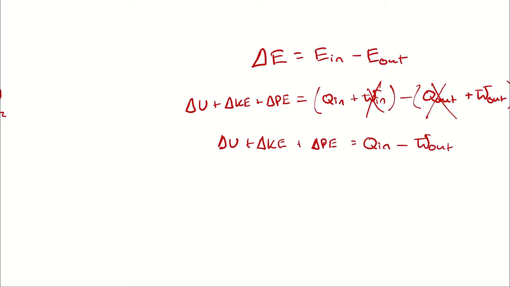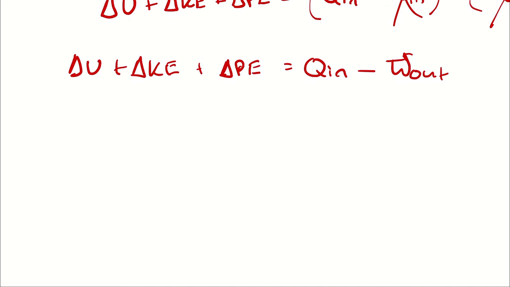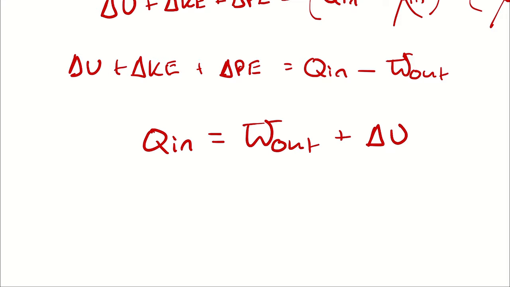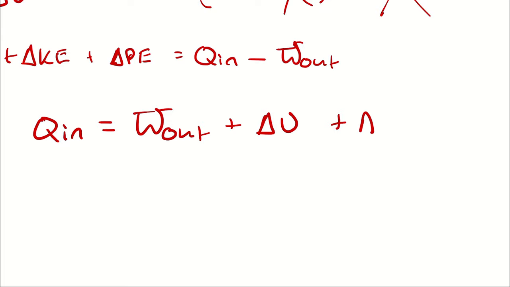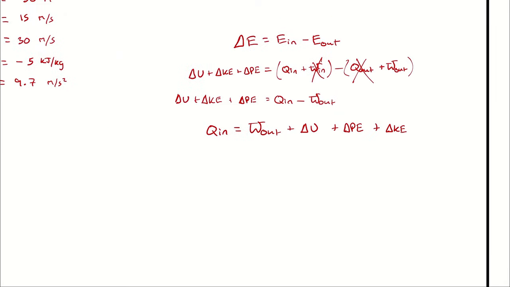And then I am going to solve for heat transfer, because that's what the problem actually wants. Therefore, Q net is equal to work out plus delta U plus delta PE plus delta KE. And then I can just start plugging stuff in.